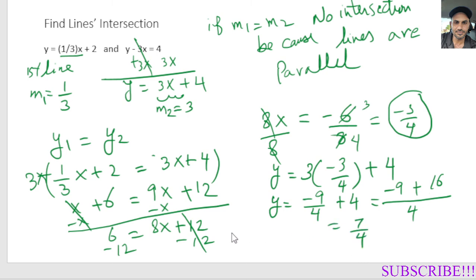7/4. So the point of intersection is your x value, which is -3/4, comma, the y value is 7/4. So that's the intersection of these two lines.